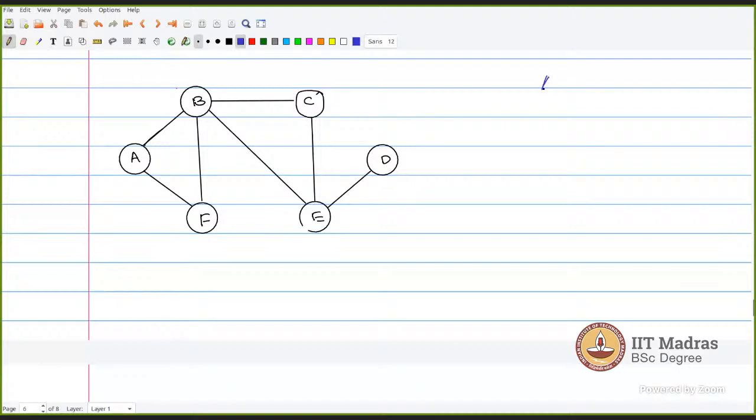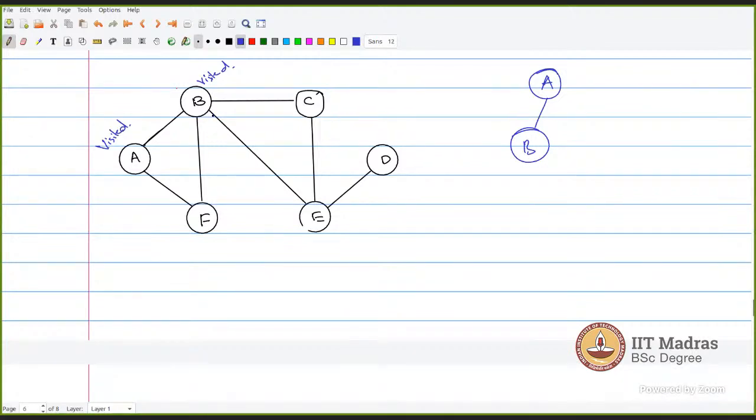So see, if I start from A, this is how DFS goes. I will mark A as visited, and I will choose the neighbor of A, which is B, and mark it as visited. Now I am at B. I forget about A. I don't worry about all the neighbors of A. Now I am at B.